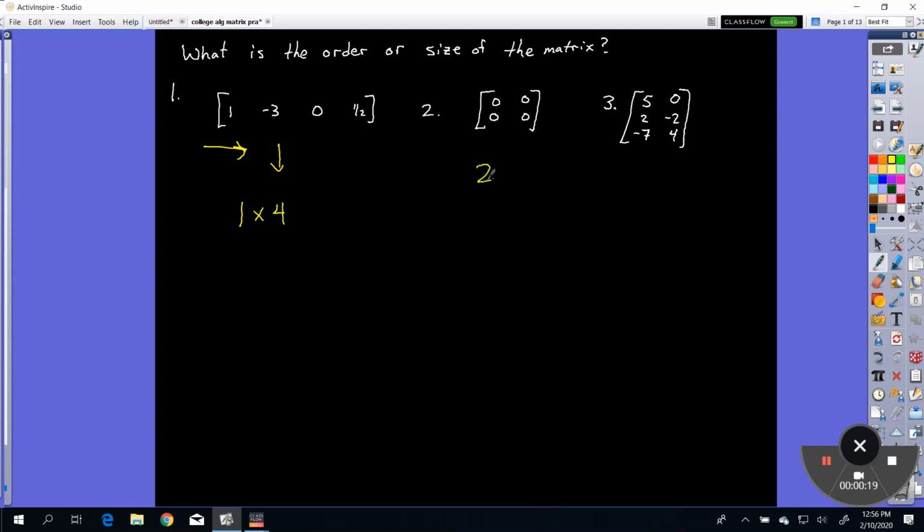The next one is a 2 by 2, no matter which way you go. But it's 2 rows by 2 columns. This one has 1, 2, 3 rows by 2 columns. So 1, 2, 3 rows, 2 columns. So rows by columns. Make sure you go in that order and you'll get them right.